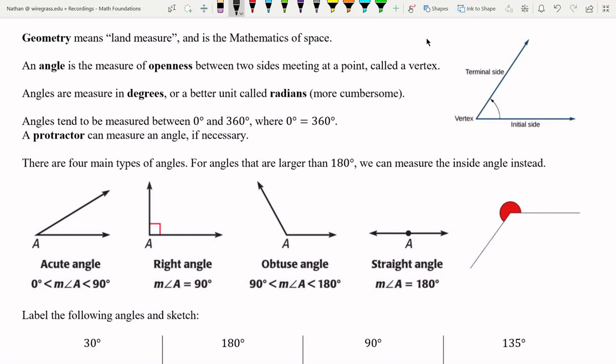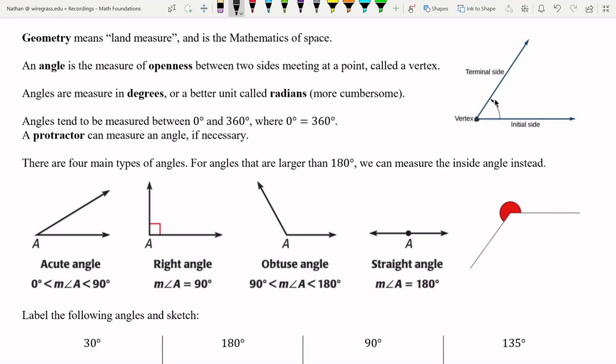Geometry means land measure and really is the mathematics of space. Now, to start with talking about geometry, we have to have the basic measurement called an angle, and that's a measurement of the openness between two sides that meet at a point called a vertex, which you can see right here. We have these two sides and they meet at this point called the vertex, this point right here.